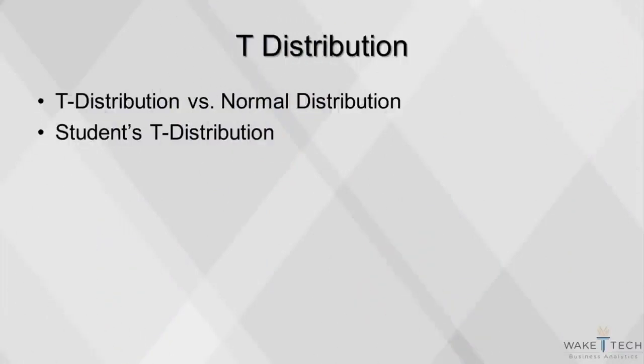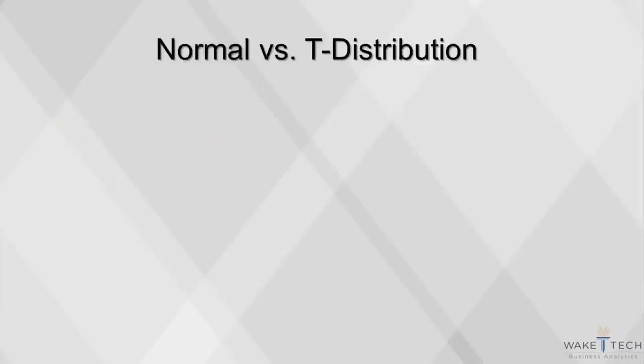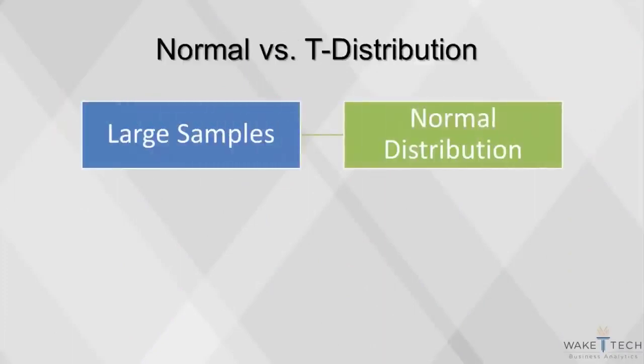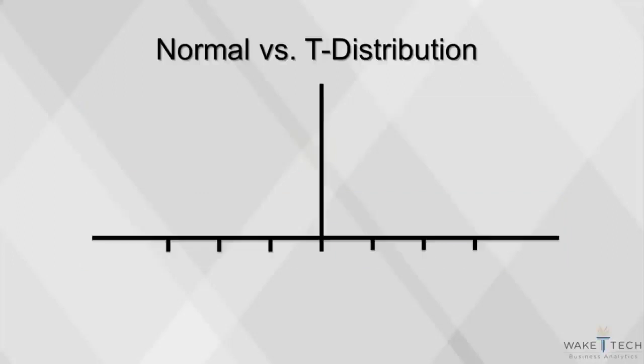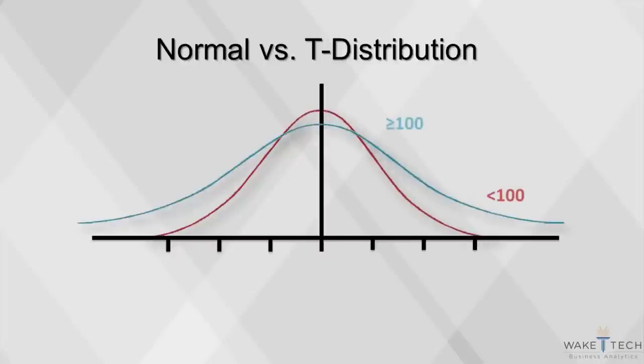This lesson covers the t-distribution and how it compares to the normal distribution, as well as a brief look at the student's t-distribution. For large samples, the normal distribution applies. For small samples, the standard deviation is measured imprecisely, and the data follow the t-distribution. A t-distribution will approach a normal distribution for a larger n, greater than or equal to 100, but it has fatter tails for a smaller n, less than 100.